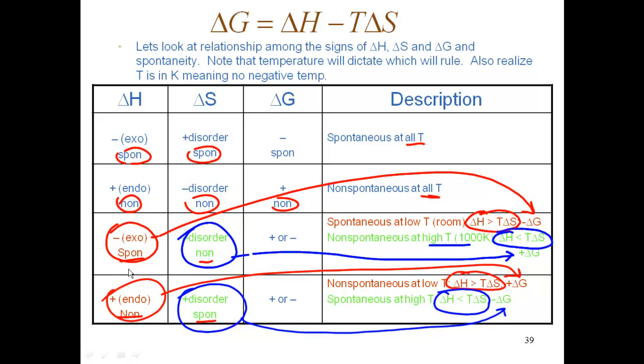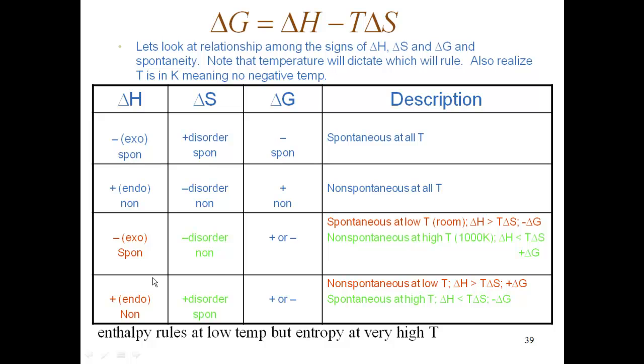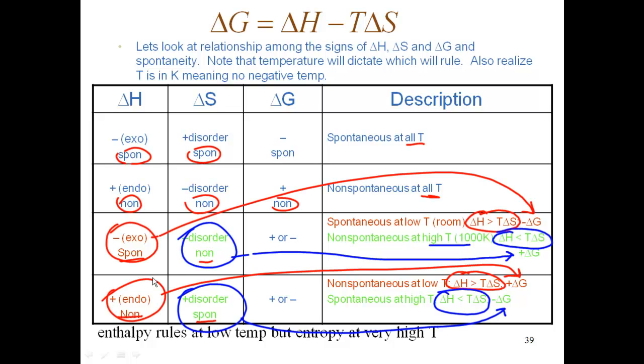Bottom line, what we're talking about here is that enthalpy is going to rule at low temperature, and entropy is going to rule at high temperature. So if we have a conflict between the two at low temperatures, whatever enthalpy says is going to rule the overall spontaneity of the equation. If you're at high temperatures, then entropy is going to rule the overall spontaneity of the equation.